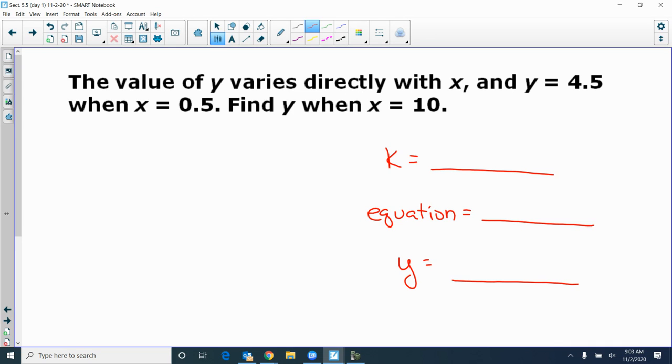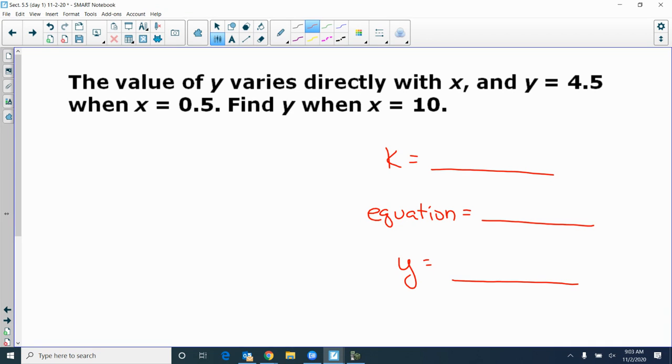So y is kx. Now, they tell you y is 4.5 and x is 0.5. Use that to find k. So plug in 4.5 and 0.5. Now how do you solve for k? Divide those. Yes, do that. You got it? There you go. So this is kind of easy. All right, so you got everything? Perfect. Josh, you good? Okay.